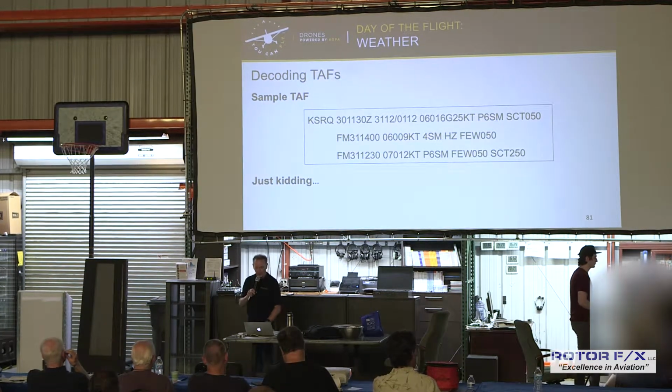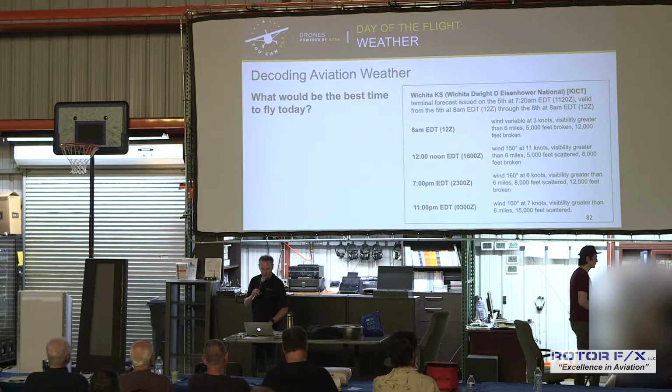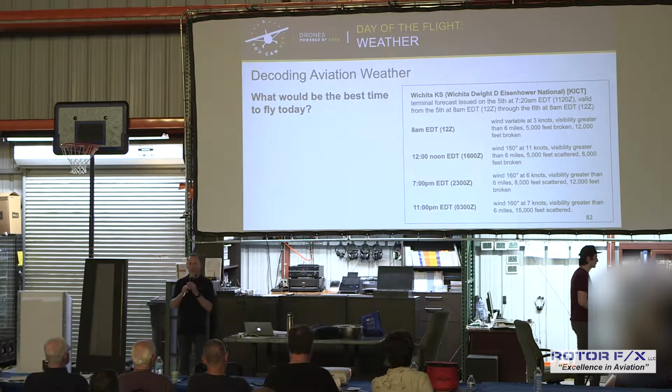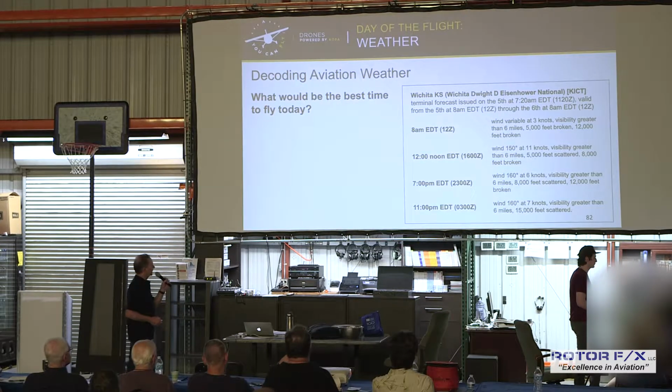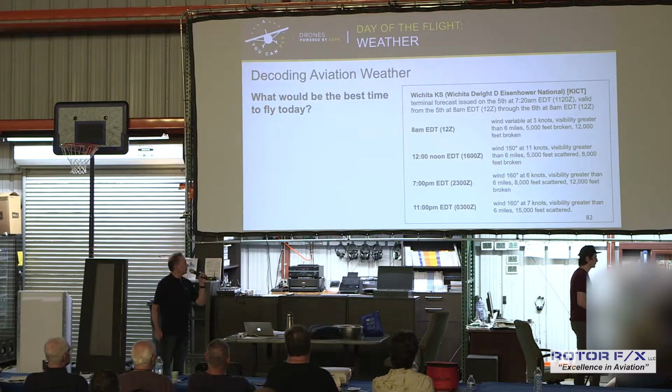Okay, so how about this TAF? Well, we will decode a TAF later, but I want to talk briefly about aviation weather in terms of time. What would be the best time to fly today based on this chart? What time would you go flying? 8 a.m., 12 noon, 7 p.m., or 11 p.m.? 8 a.m., thank you. And why?